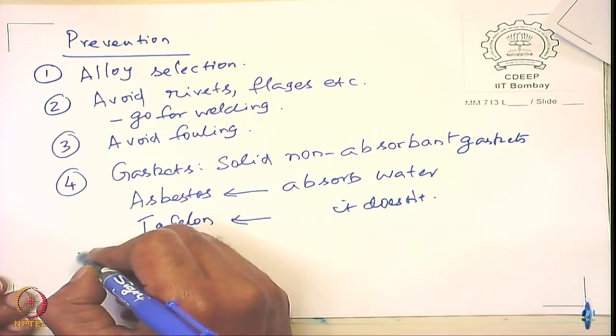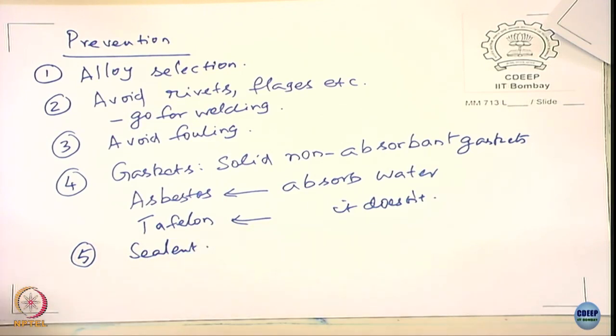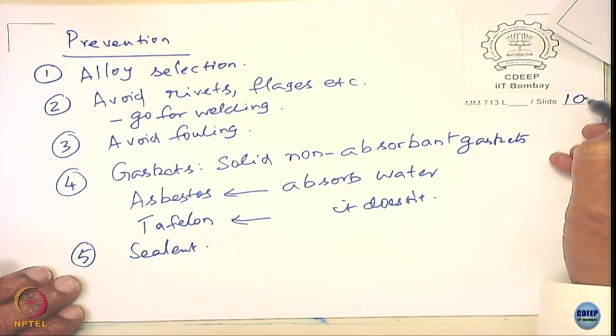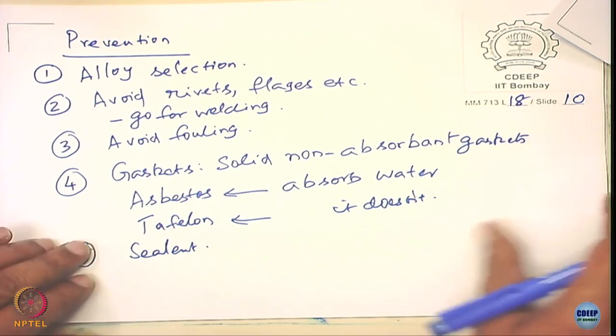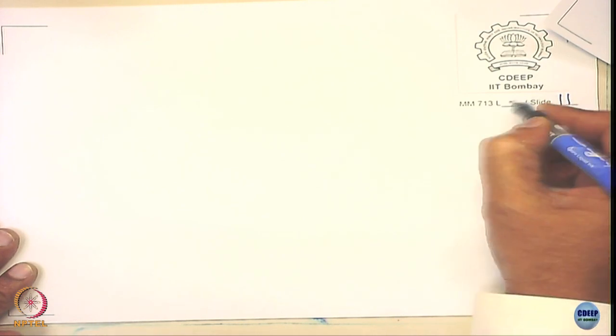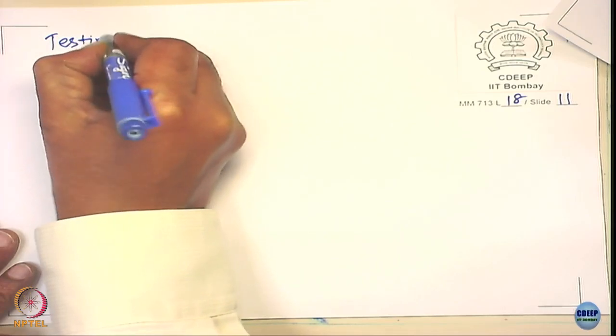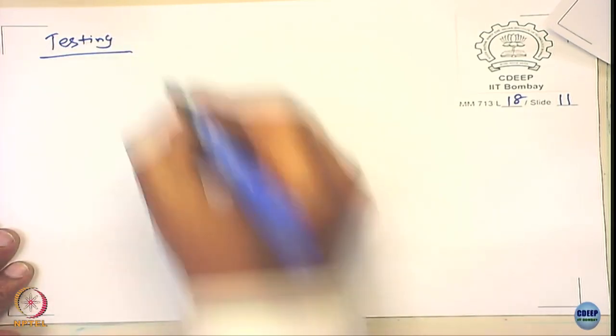You can use a sealant, right? If you have a problem, you can go for a sealant. If you use a sealant, then all these gaps can be filled up. This is done in the aircraft industry. Use a nice sealant. Well, we can keep adding many kinds of variations. I do not want to spend more time on this, because you should be able to devise methods by yourself. I will go to the next method, which is testing and evaluation.